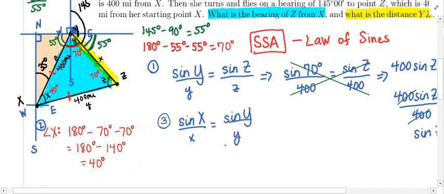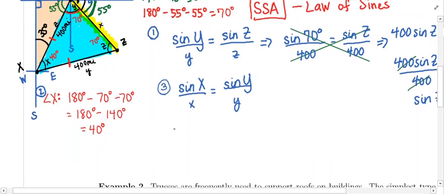Okay, let's plug into this. So we're going to get that the sine of 40 degrees over distance X is going to be equal to the sine of Y. This Y is 70 degrees. Side length Y is 400. Okay, so this is what we need to solve for.